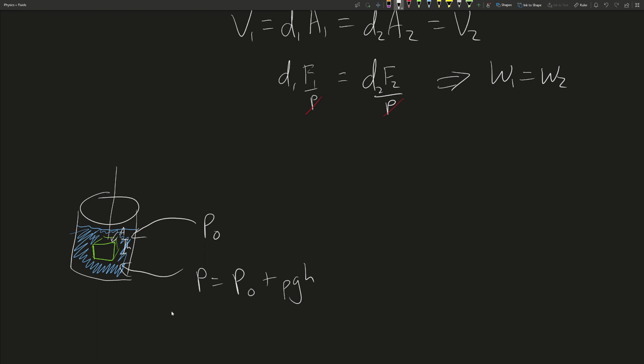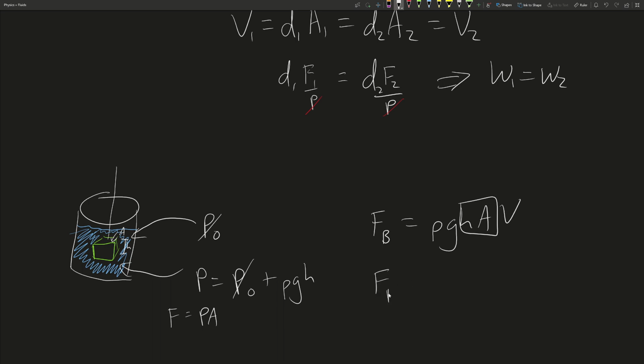And then we know that force is equal to pressure times area. So we have the net buoyant force on this object is equal to, since these cancel out, the net buoyant force on the object is equal to rho gh times the area. And then this we can just simplify to volume.